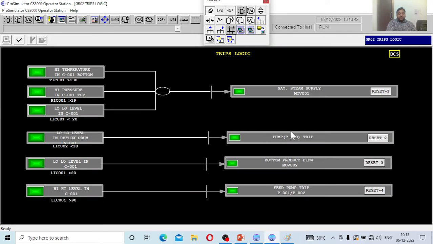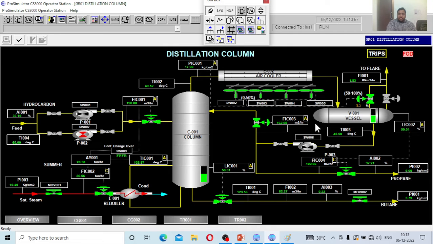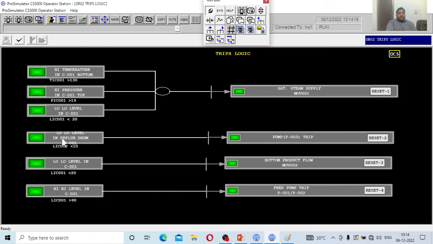And second is pump P003. What is P003 here? Let me go to the DCS. This is P002 and this is P003. Under what conditions is the pump going to get tripped? Let us see the trips. Low level in the reflux drum. When the level in the reflux drum is less than 10%, automatically the pump will go off. This is the trip set for pump P003.